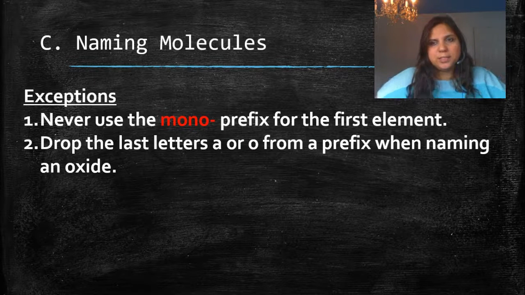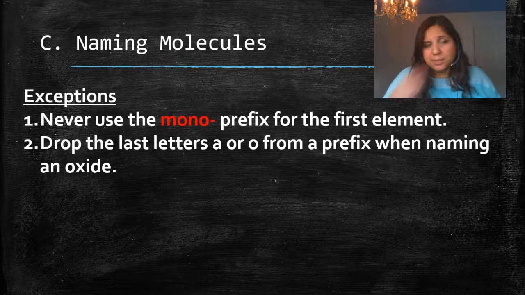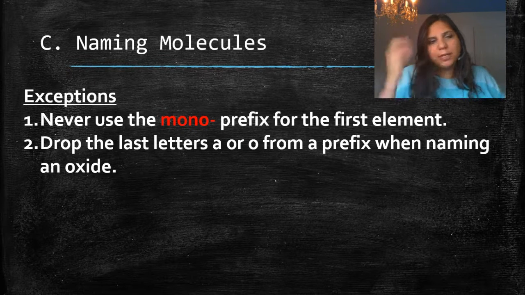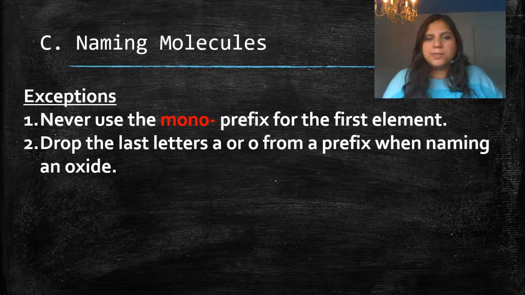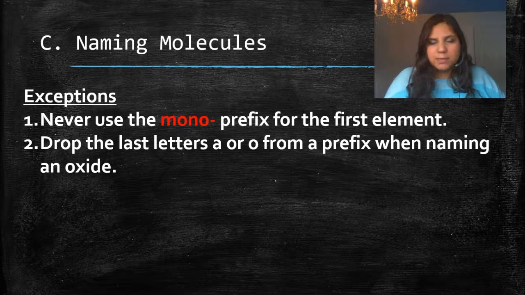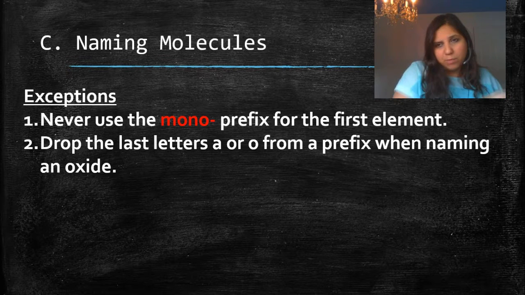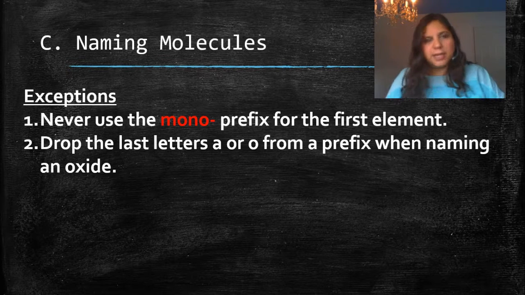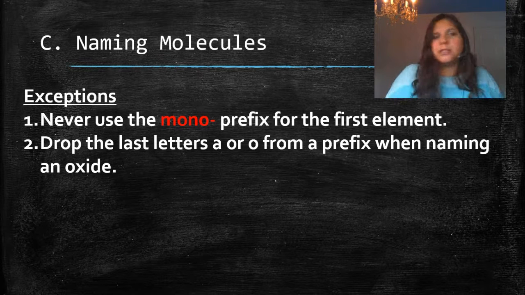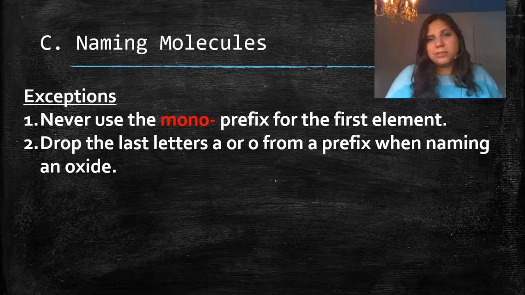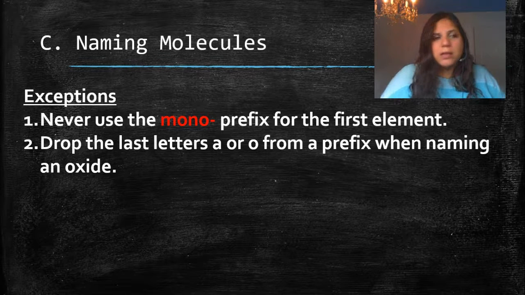Okay, when naming molecules, there are a few exceptions you have to keep in mind. One is that we never use the prefix mono for the very first element. You think about carbon dioxide. Carbon doesn't have mono carbon dioxide. We just call it carbon dioxide. So the first element never uses the prefix mono. And this is when you're naming binary molecules.